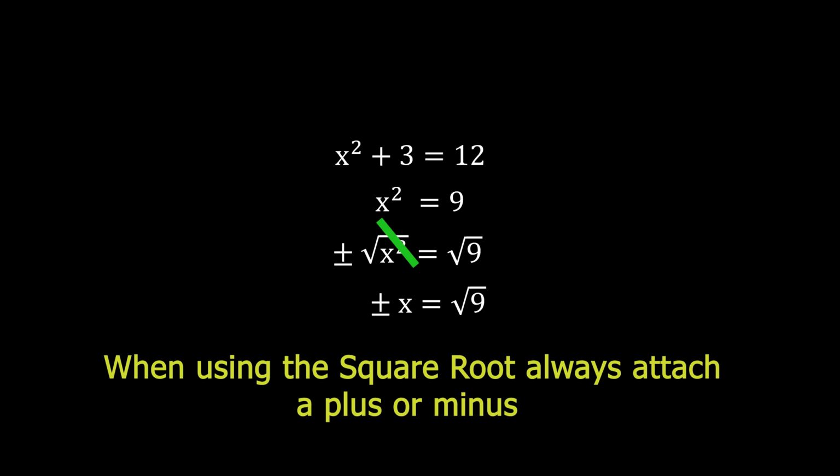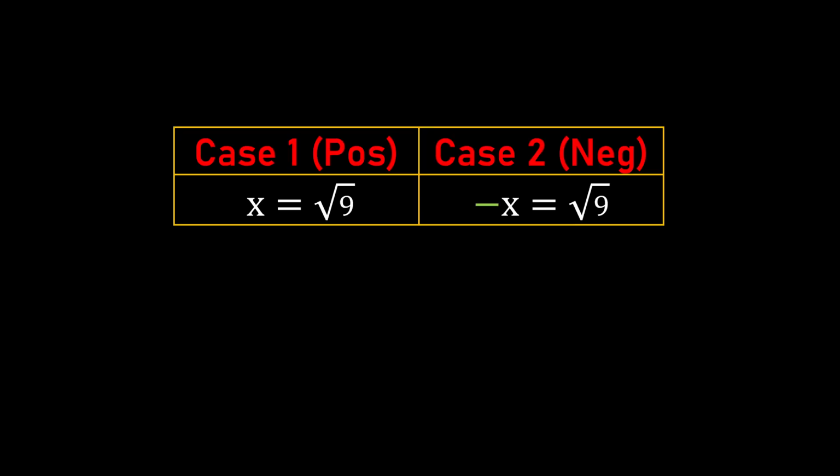The first case I assume the inside is positive, and the second case I assume that it's negative. This is reminiscent of our approach to the absolute value. Now it's just simple algebra to solve for x.